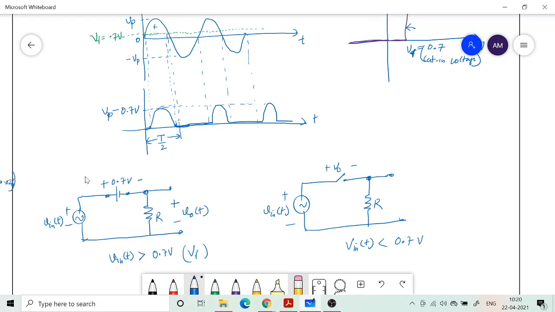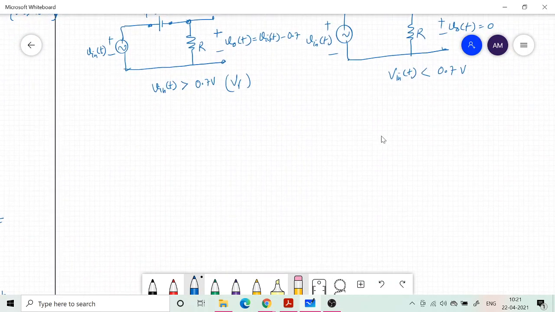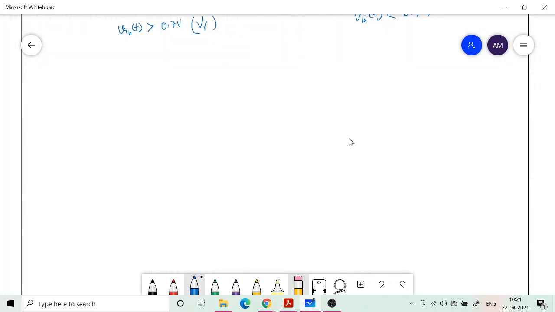So you can write the output voltage here as V in of t minus 0.7. Here the output voltage is equal to 0 because no current flows. So there is a subtraction by this voltage. By KVL you can write this, right? Whatever is the V in minus 0.7 is the output voltage. So that's the simplest circuit one can think about with a diode.